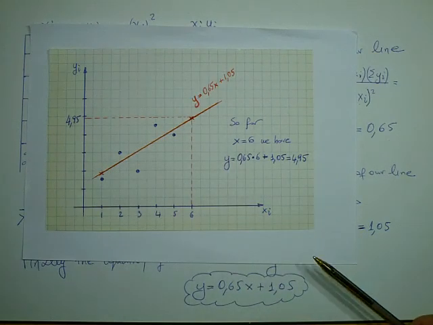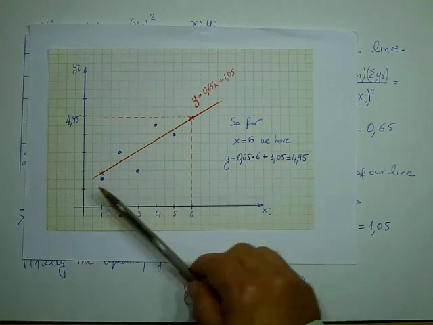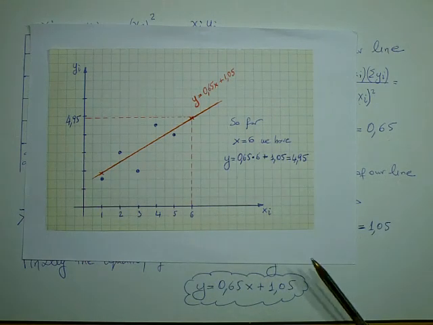This is our prediction for x equals 6, and this red line here is the line of best fit.